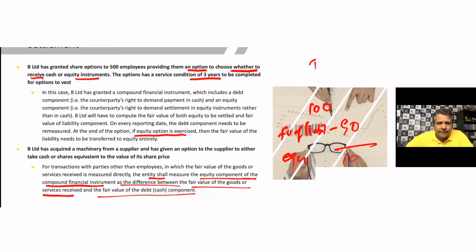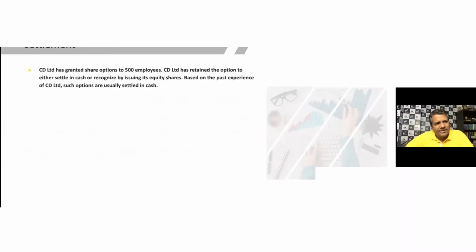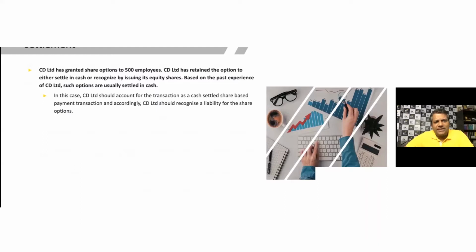All right, we'll do this with the help of an example. The entity has a choice of settlement. CD Limited has granted share options to 500 of its employees. CD Limited has retained the option to either settle in cash or by issuing its equity shares. Based on the past experience of CD Limited, such options are usually settled in cash. If that is the case, you will treat it as a liability, a cash settled share based payment transaction, and record the entire amount as a liability.